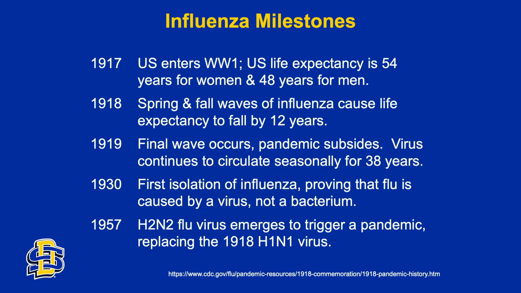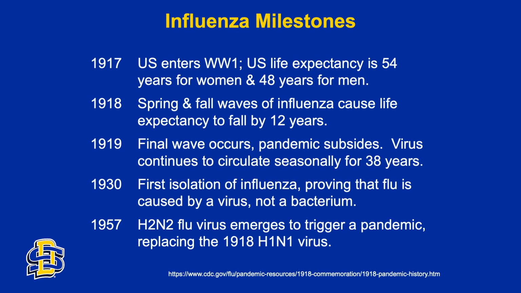If you look at the influenza milestones, what you see is that in 1917, the life expectancy is about 54 for women and 48 for men. And during that influenza epidemic, it did affect the young people more. So the 20 and 30-year-olds were the ones that died during that epidemic, which is different from the current coronavirus. The life expectancy actually dropped 12 years during that epidemic, so that it had dropped significantly by the end. In 1919, the final wave occurred.